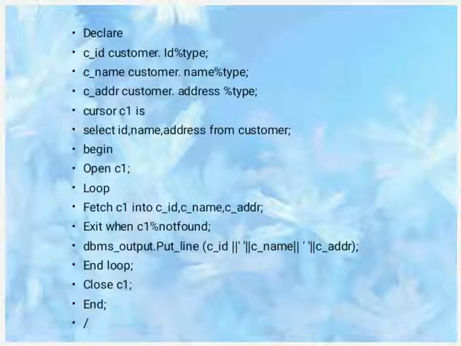Then the BEGIN section: OPEN C1, LOOP, FETCH C1 INTO CID, CNAME, CAddress, EXIT WHEN C1%NOTFOUND. Here C1 is the cursor name, and exit when the cursor is not found means C1%NOTFOUND. Then the executable statement: DBMS_OUTPUT.PUT_LINE(CID || CNAME || CAddress). END LOOP, CLOSE C1, END.